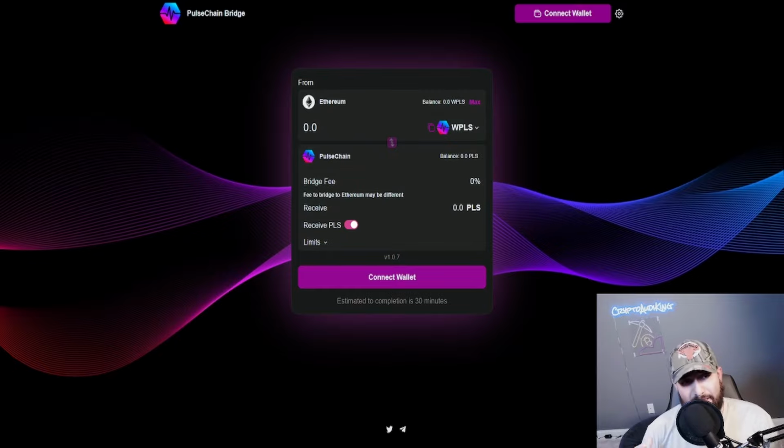So we all know the first thing people think about is bridging over your Ethereum, and you've got to claim it and pay the gas fee. We all agree that Ethereum can get really expensive, like $30, $40, $50 just to bridge over. Pulsechain has cheap fees and is an amazing project.